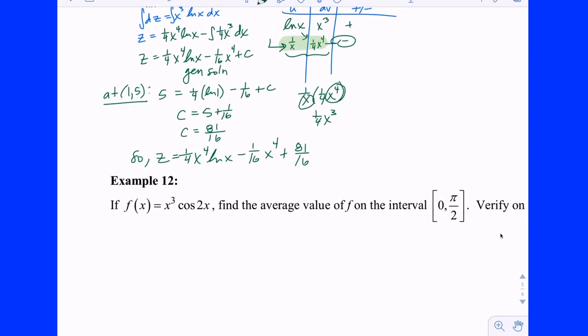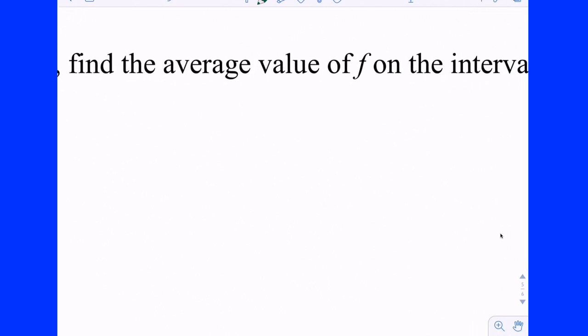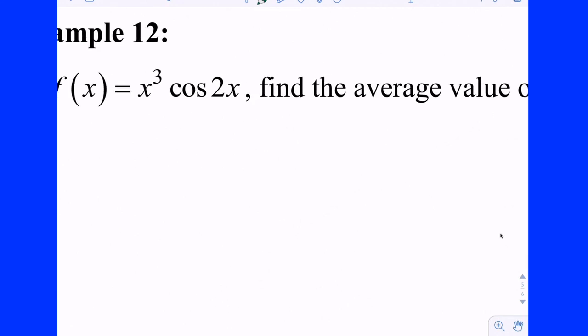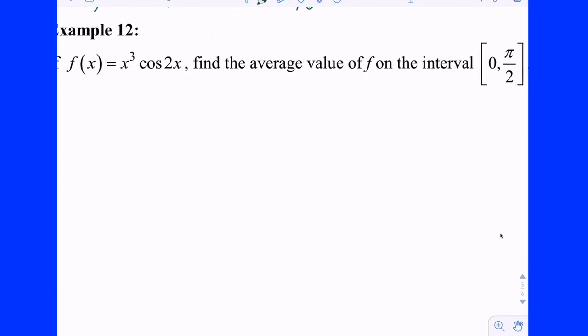Okay, example 12. I'm going to let you do this one. See if you can figure it out. Here's our function. I want you to find the average value on the interval from 0 to pi halves. Find the average value from 0 to pi halves. I'll give you a minute or two.